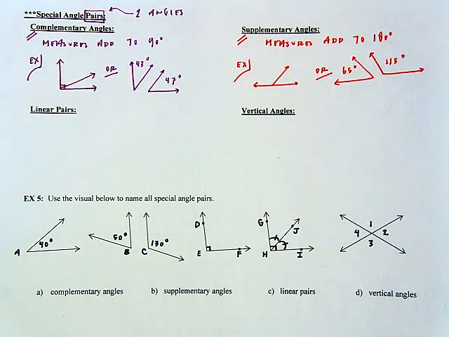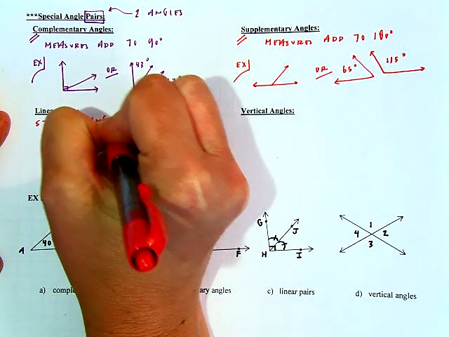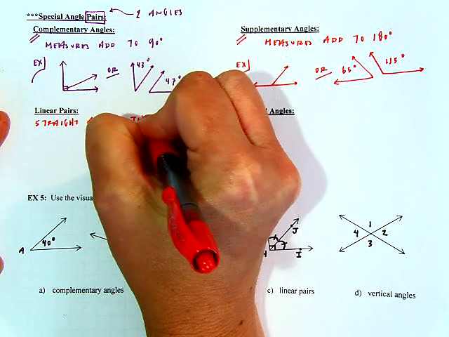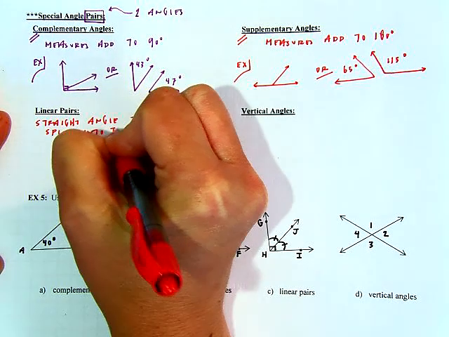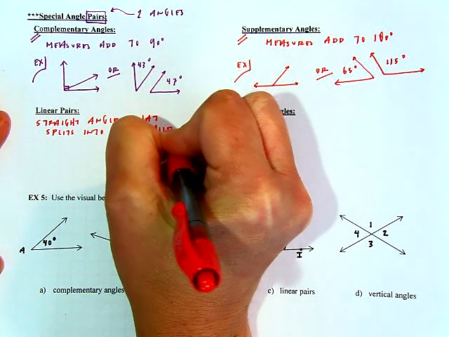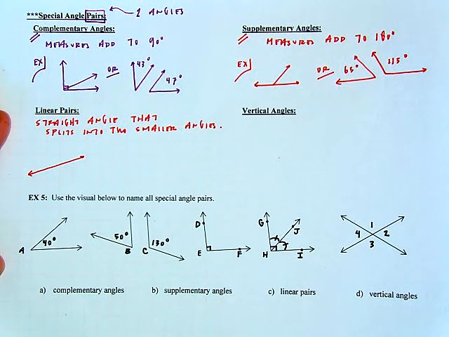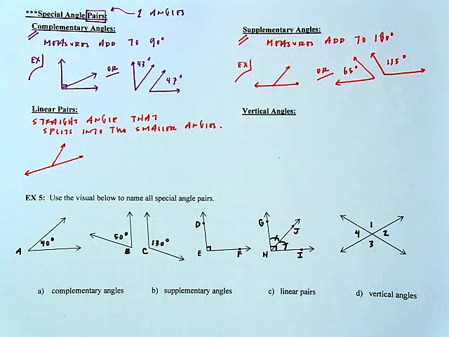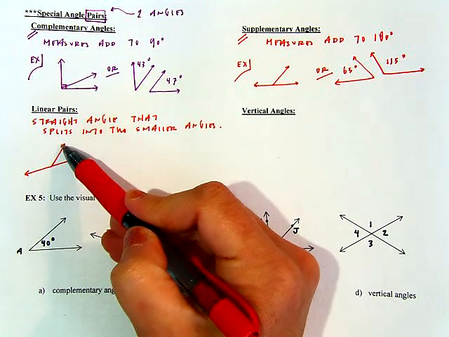Okay, next up we have linear pairs. So linear pairs is essentially just a straight angle that's being split into two smaller angles. So I have to have some sort of straight angle like that that's being subdivided by that ray into two smaller parts. So linear pairs are always supplementary. They always have to add up to 180, and they have to share this common side right here.